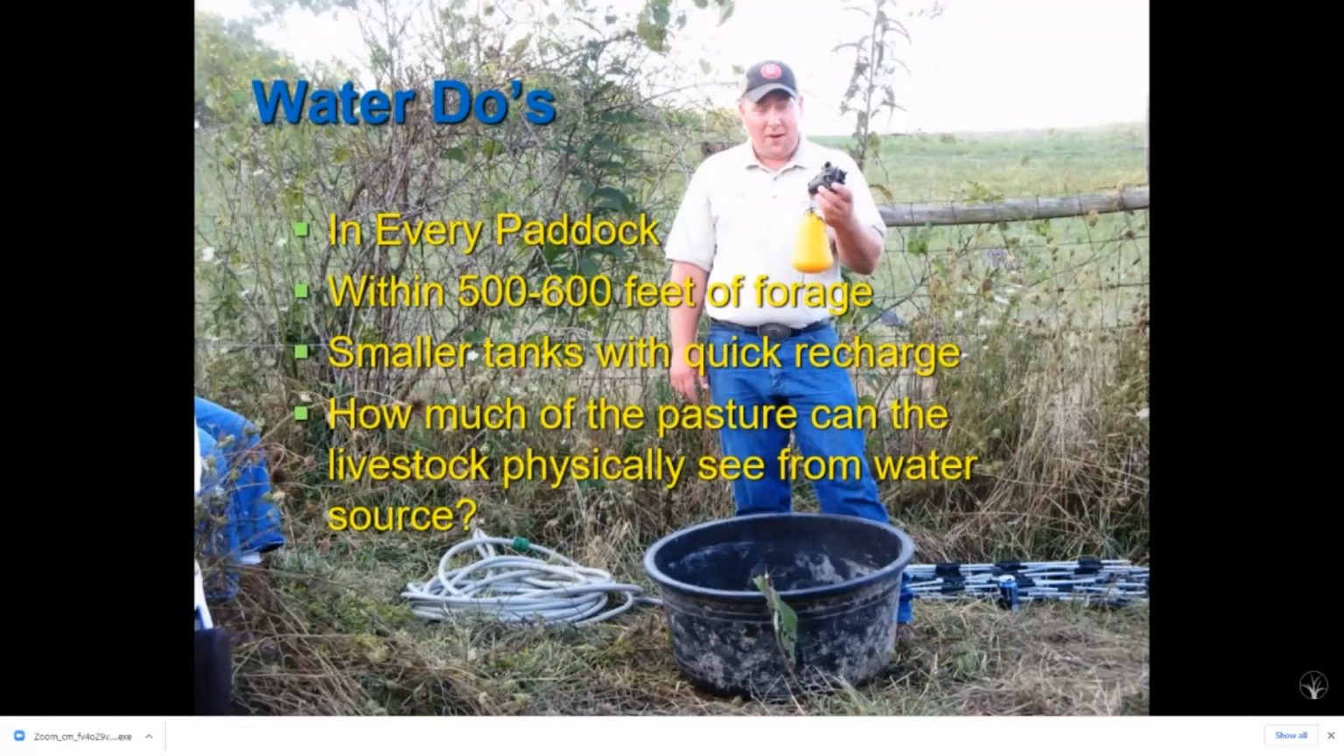And then also be concerned about how much of the pasture your livestock can physically see from the water source, or vice versa, because that's going to make a huge impact on how often or how many animals come to that water trough at one particular time.